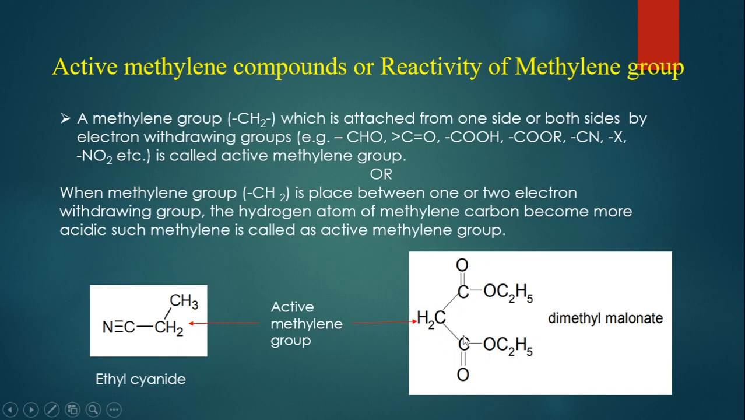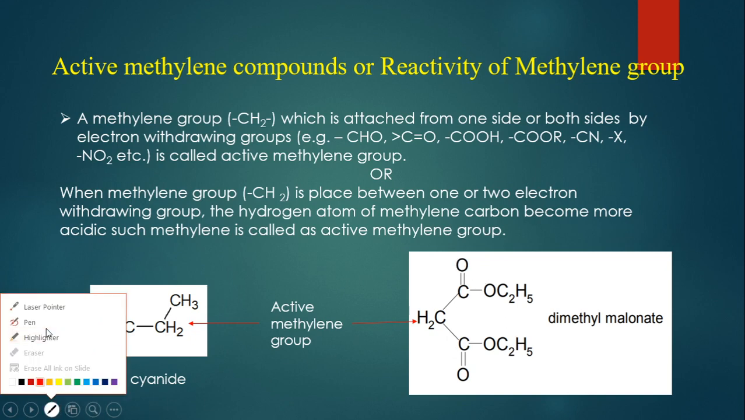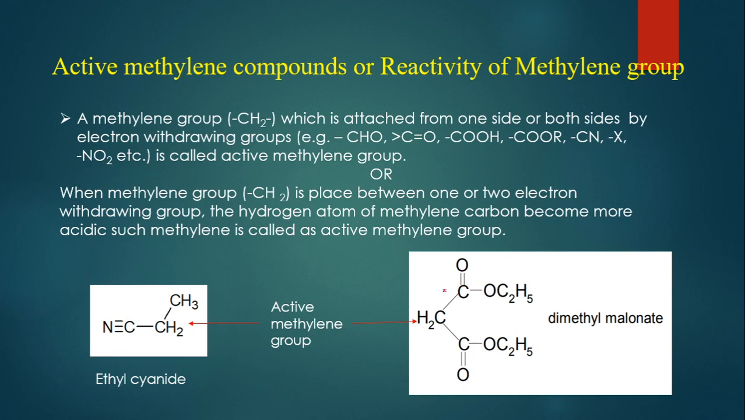Why? Because it is trapped in between two electron withdrawing groups, or it is directly attached to two electron withdrawing groups, that is the ester group, C double bond O C2 ester, and on the other side also it is bonded with the C double bond O C2 ester. Due to this ester group's electron withdrawing nature, it withdraws the electron density from this methylene group, and due to this the methylene group gets electron deficient, and it will act as an active methylene group.